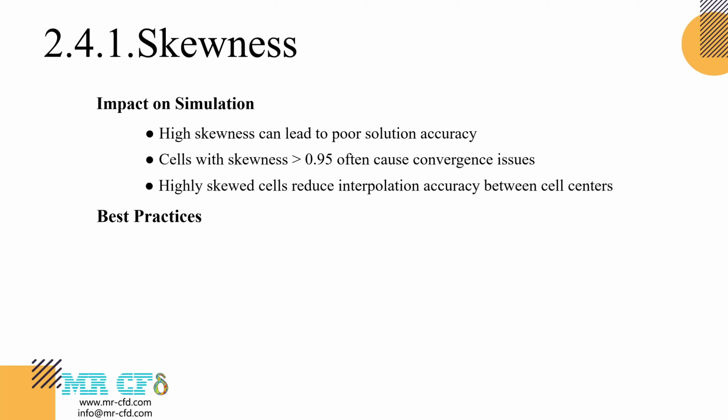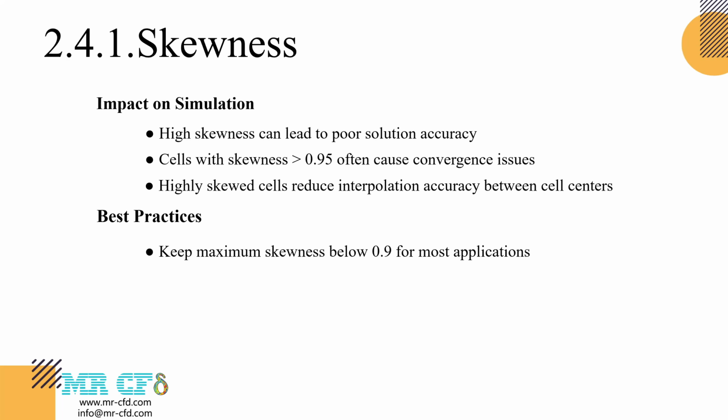Third, highly skewed cells reduce the interpolation accuracy between cell centers. Since CFD solvers calculate values at cell centers and then interpolate between them, poor skewness distorts these calculations, leading to inaccurate flow predictions. Moving to best practices, we have several guidelines to follow.